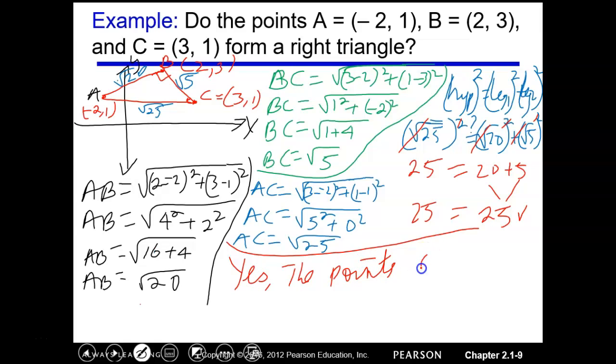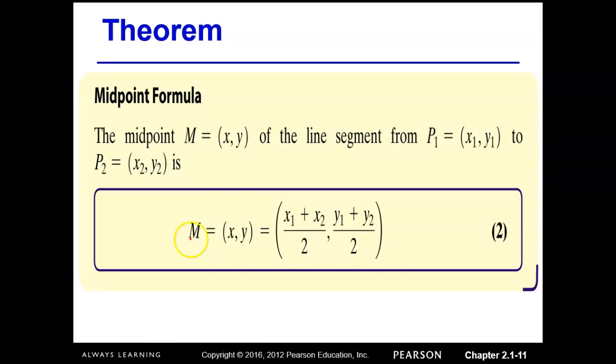The points form a right triangle. Good problem. Okay, midpoint now. It's the median of any segment at all between the 2 points.